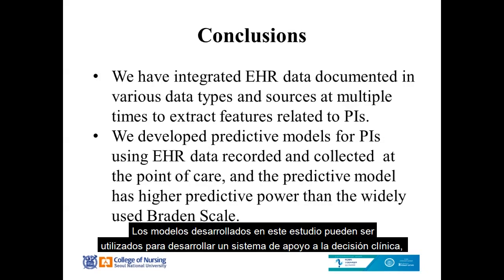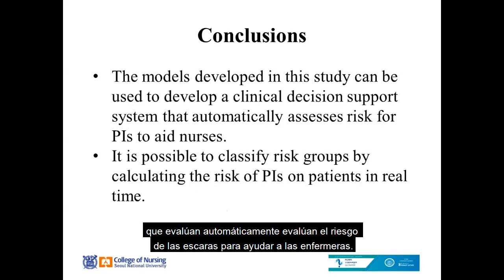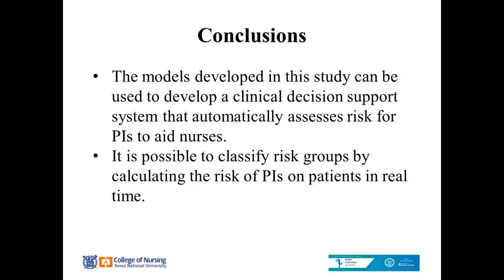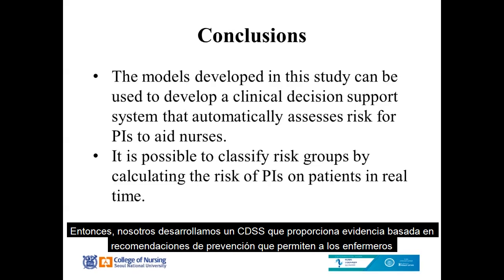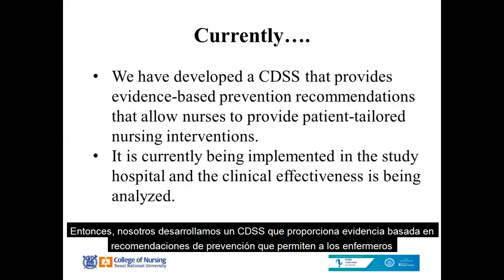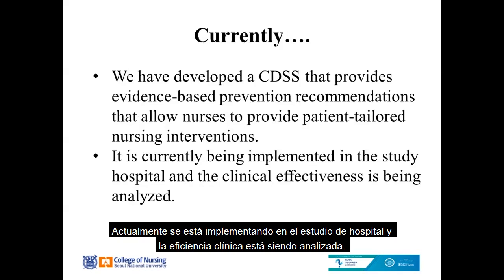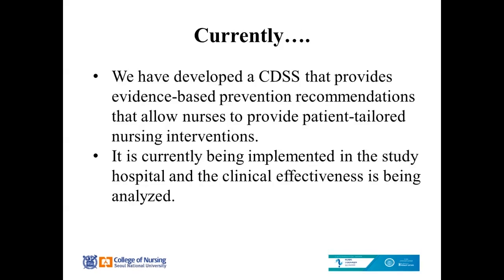The models developed in this study can be used to develop a clinical decision support system that automatically assesses risk for pressure injuries to aid nurses. It's possible to classify risk groups by calculating the risk of pressure injuries of patients in real time. So we have developed a clinical decision support system that provides evidence-based prevention recommendations that allow nurses to provide patient-tailored nursing interventions. It's currently being implemented in the study hospital, and the clinical effectiveness is being analyzed.